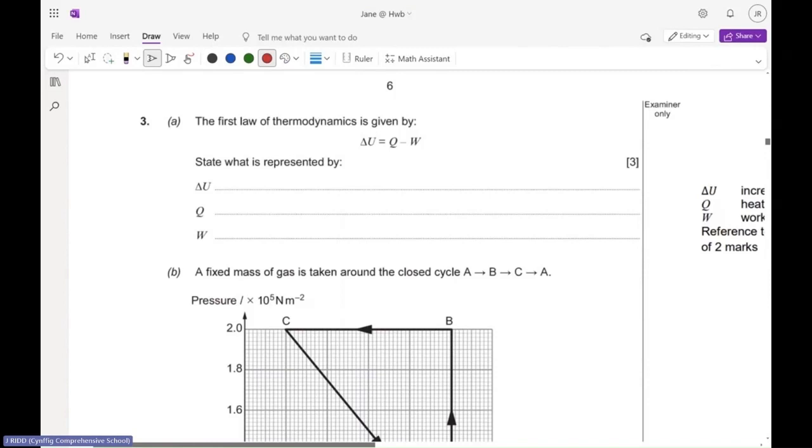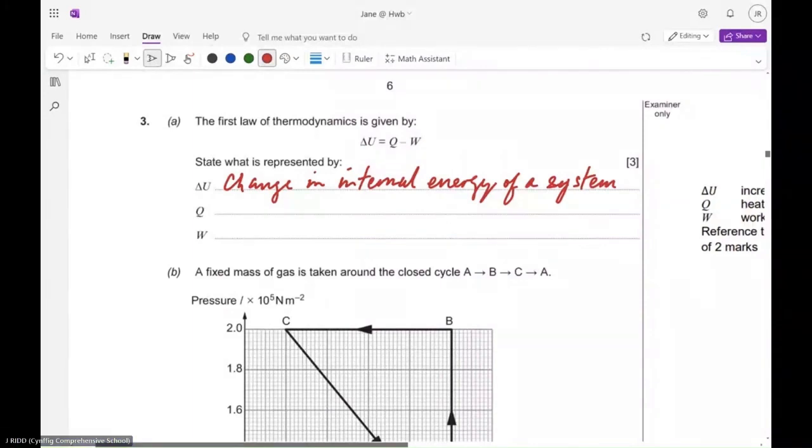Okay. So the first law of thermodynamics is given by delta U, which is, well, we'll talk about that now, is equal to Q minus W. So what is delta U? This is the increase or change in internal energy of a system. Remember to put the word system in here, otherwise you're going to lose marks.